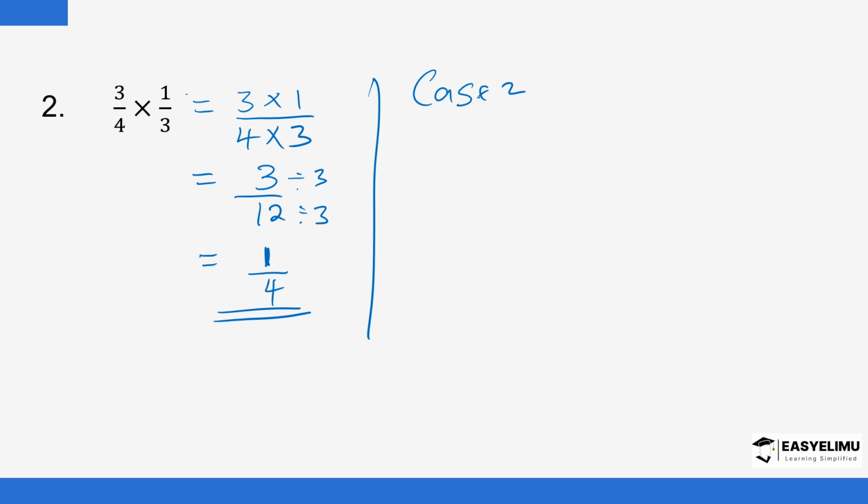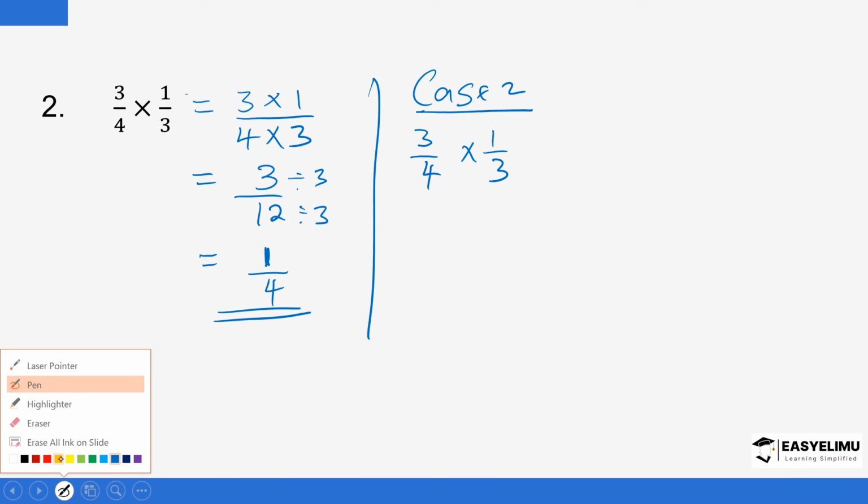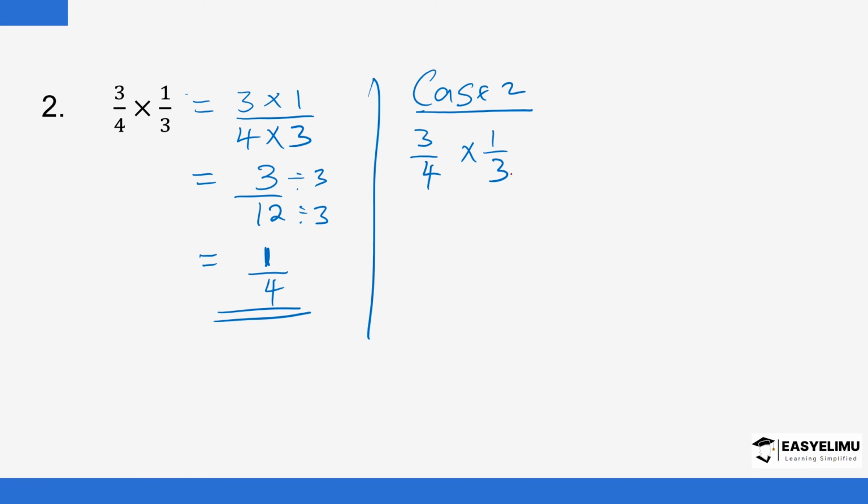Now case 2 is where you simplify first before you multiply. So we have 3/4 multiplied by 1/3. If you look at this diagonal here, they have a common factor. The common factor here is 3. So 3 goes here once, 3 goes there once. Then after that, you are able to multiply. So we have 1 by 1 and then 4 by 1. You multiply the remaining numbers. So that is again 1 times 1 is 1 and 4 times 1 is 4.